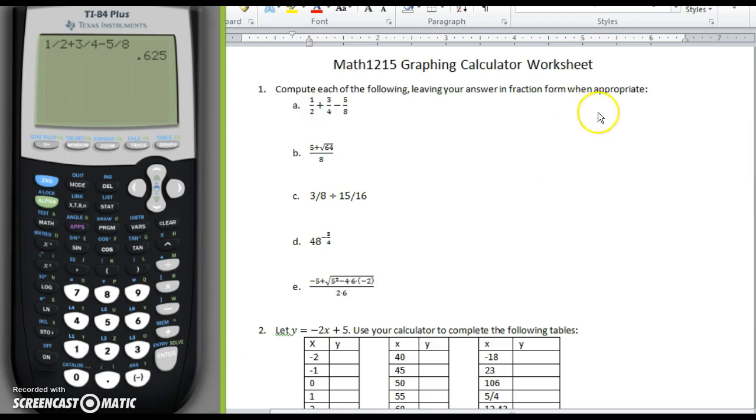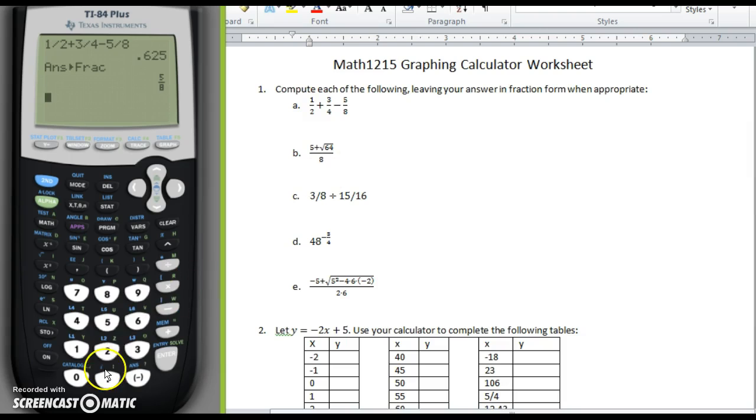And we want our answer as a fraction, as you can see from the instructions. So what we can do to get that is hit the math key, and then you see this option that says convert it to a fraction. We'll hit enter, and then we'll hit enter one more time. And so the answer would be 5/8. So for part A, our answer would be 5/8. Let's go on to B.